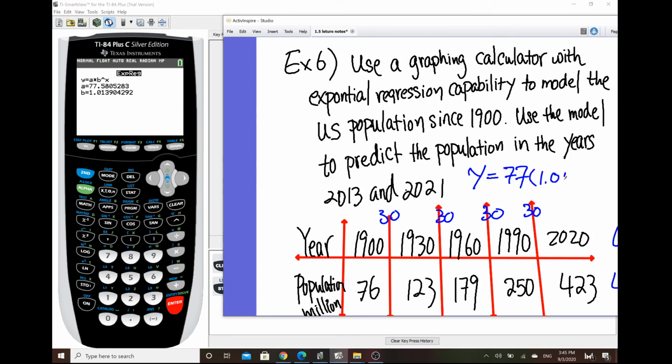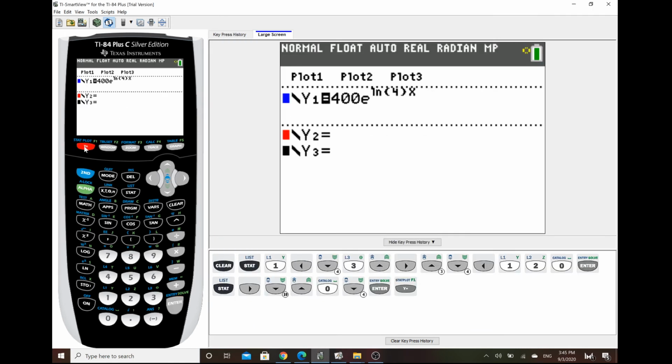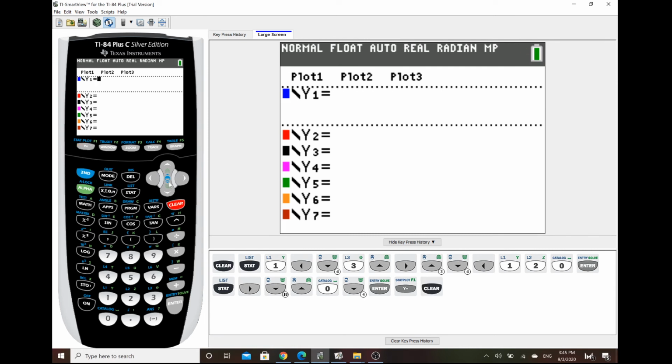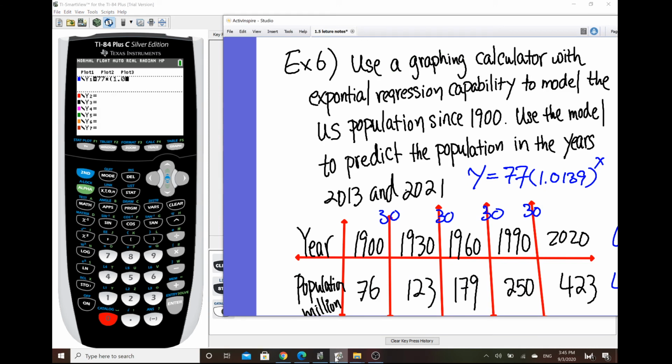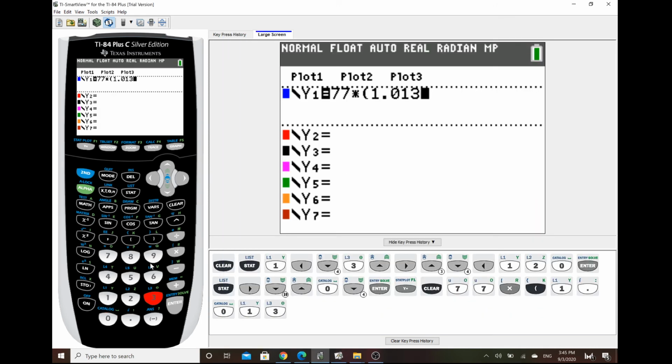So 1.0139 to the power of x. Again, there's no phase shift, there's no vertical translation. So now using the model, we just want to put in here y equals, because we want to generate the population up to a certain year. So 77 times 1.0139 quantity to the power of x.